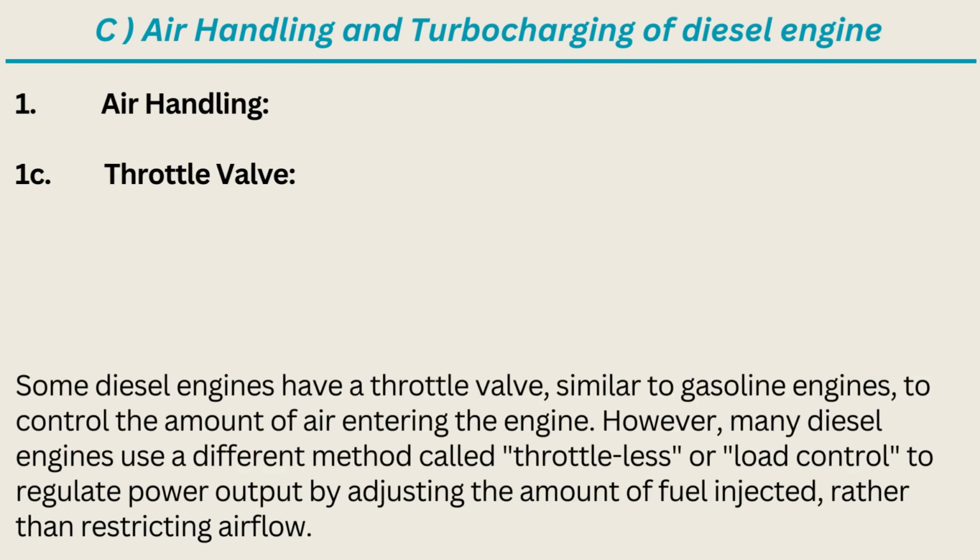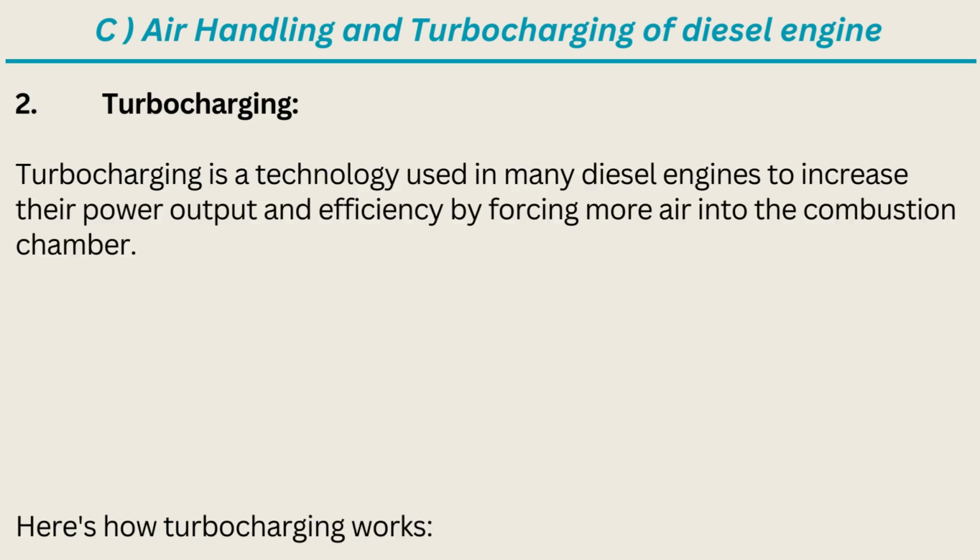1c. Throttle valve. Some diesel engines have a throttle valve, similar to gasoline engines, to control the amount of air entering the engine. However, many diesel engines use a different method called throttle-less or load control to regulate power output by adjusting the amount of fuel injected, rather than restricting airflow. 2. Turbocharging. Turbocharging is a technology used in many diesel engines to increase their power output and efficiency by forcing more air into the combustion chamber.